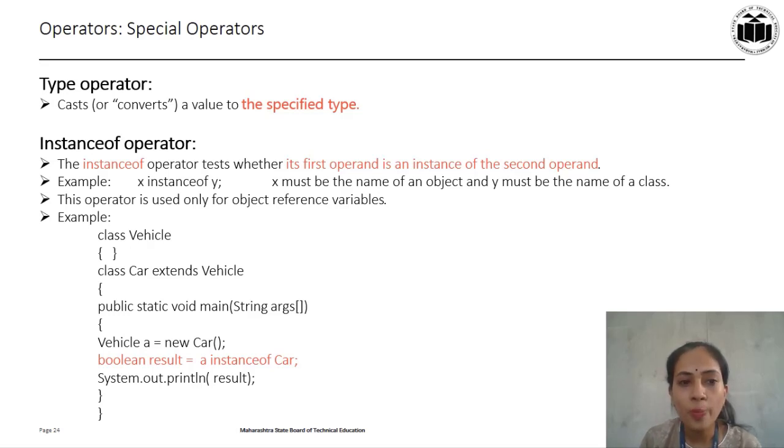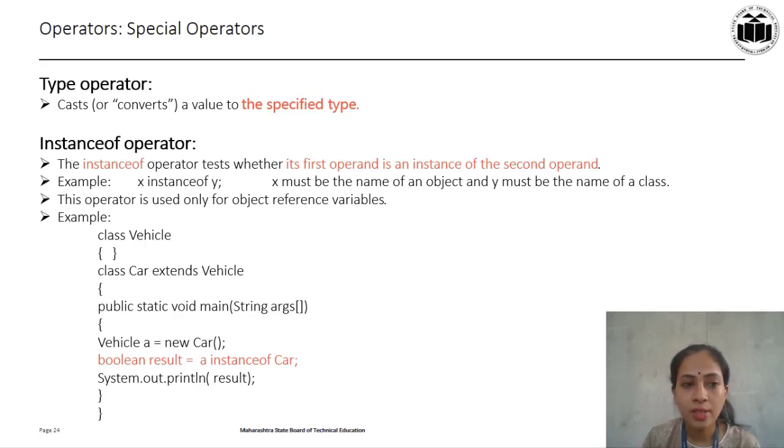The instanceof operator tests whether the first operand is an instance of the second operand. For example, x instanceof y. Here x is the name of the object and y is the name of the class. So this operator is used only for object reference variables.